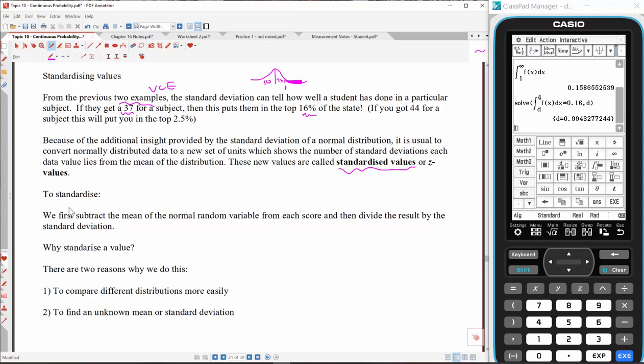All right, so here's how it goes. What we do is we use a bit of a process. We first subtract the mean of the normal distribution or normal random variable from each score and then divide by the standard deviation. And why standardize? There are two reasons to do it: to compare different distributions more easily, and to find an unknown mean or standard deviation. So we'll look at this first example to compare distributions.